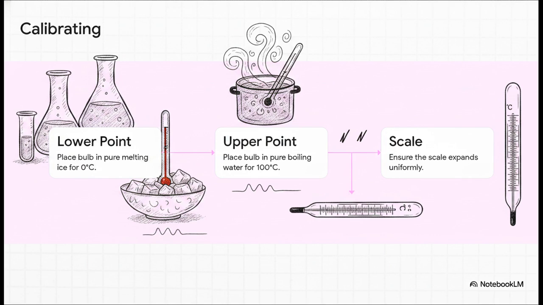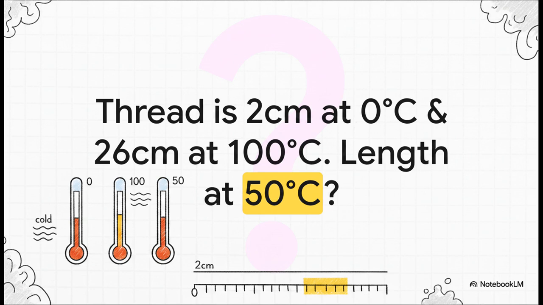Step 2. Plunge it into pure boiling water. Another stable phase change. Mark that spot as 100 degrees. Step 3. As long as that liquid expands uniformly, you can just confidently chop up the space between those two marks into 100 perfect little degrees. Let's wrap this up with one last rapid-fire logic puzzle based entirely on that idea of uniform expansion.